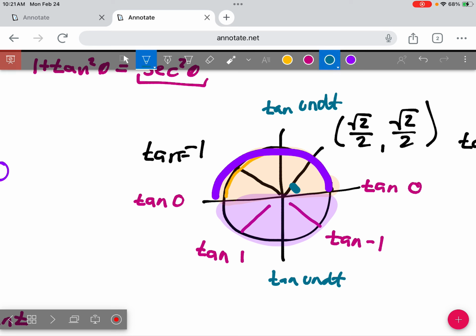So tangent repeats on a cycle of pi, whereas for sine and cosine, we have to go all the way around to catch those pieces. Sine and cosine has to go 2 pi. Tangent repeats because those values are so repetitive. So with tangent and cotangent, we do pi n instead of 2 pi n.